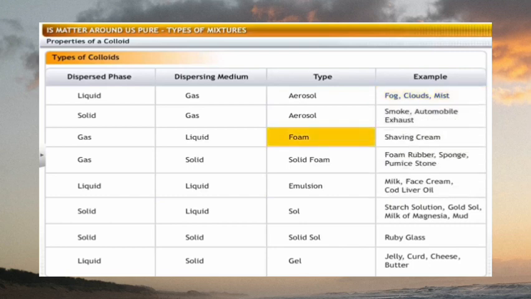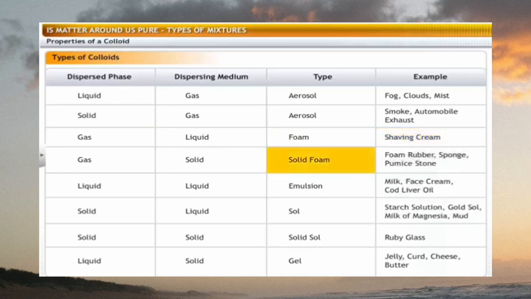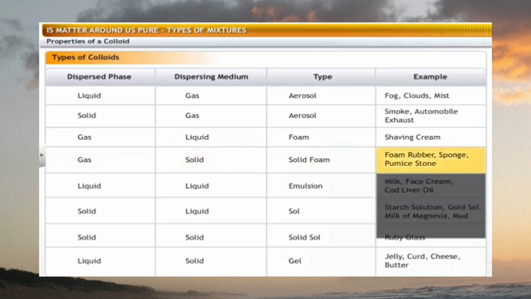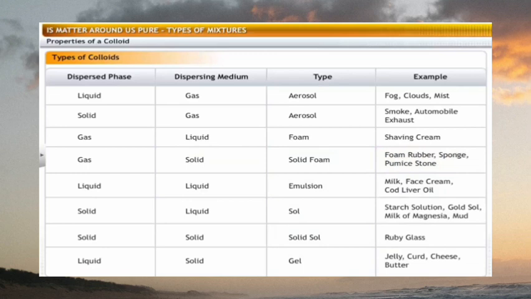Foam is a colloid in which a gas is the dispersed phase and a liquid is the dispersing medium. Shaving cream is an example of foam in which air is dispersed in water or alcohol. Solid foam is a colloid in which a gas is the dispersed phase and a solid is the dispersing medium. Foam rubber, sponge, and pumice stone are examples of solid foam. In foam rubber, the dispersed phase is air and the dispersing medium is rubber.